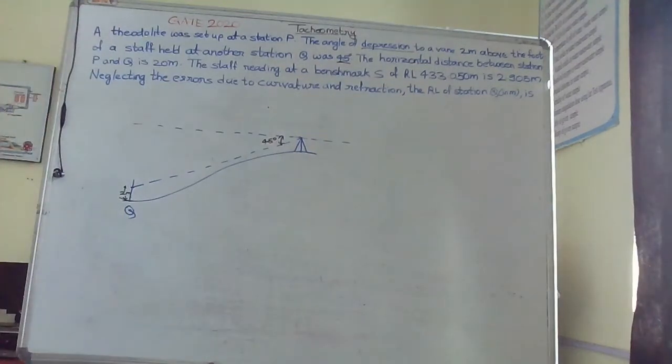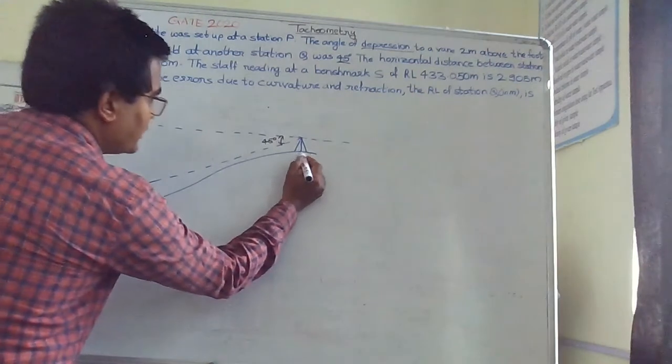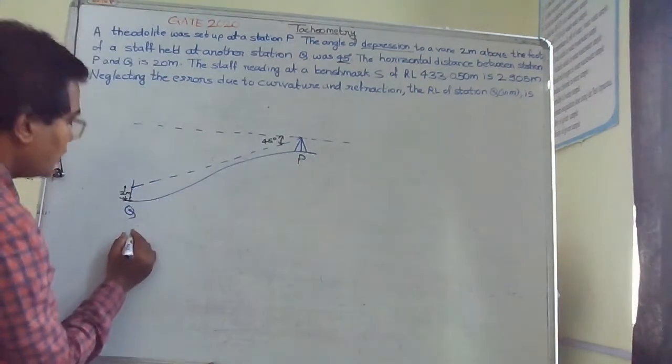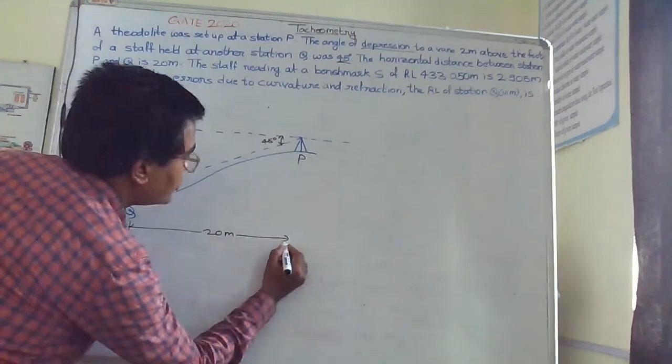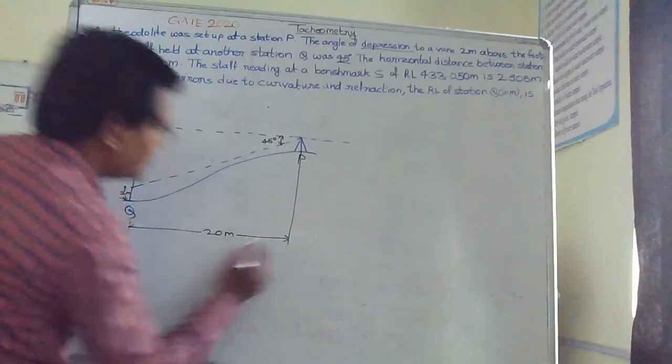Then it is given that the horizontal distance between these two stations, this is station P and this is station Q, is 20 meter.